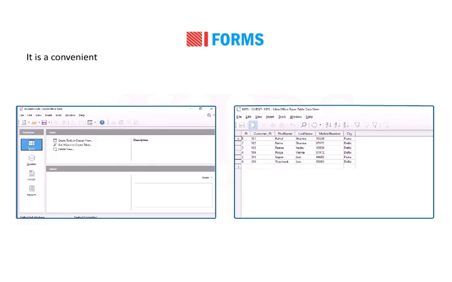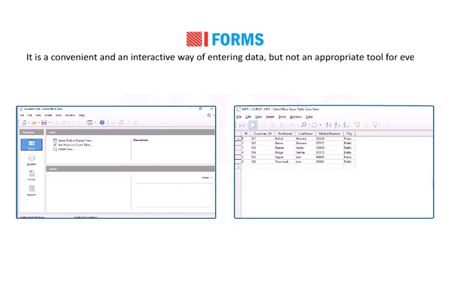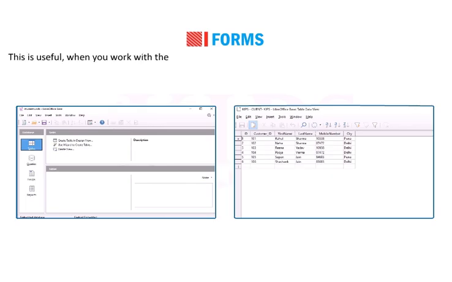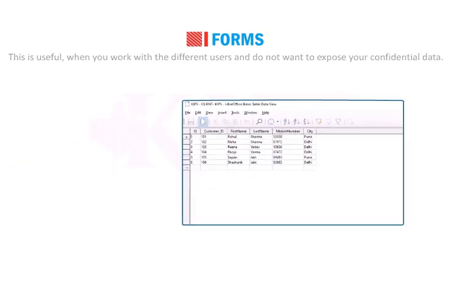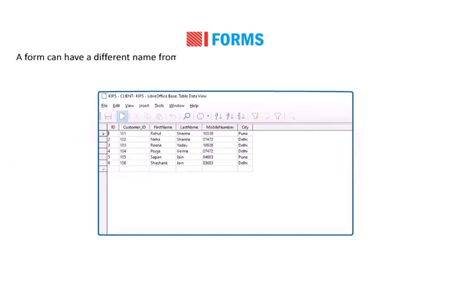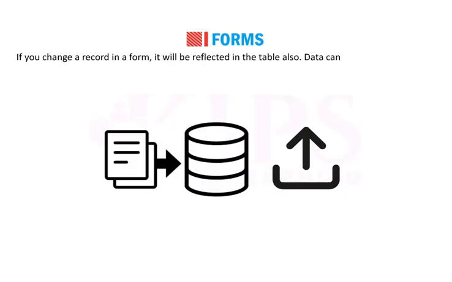It is a convenient and interactive way of entering data, but not an appropriate tool for every data entry. This is useful when you work with different users and do not want to expose your confidential data. A form can have a different name from a table, yet it manipulates the same information and data in the corresponding table. If you change a record in a form, it will be reflected in the table also. Data can be inserted, updated and deleted from a table by using the form object.